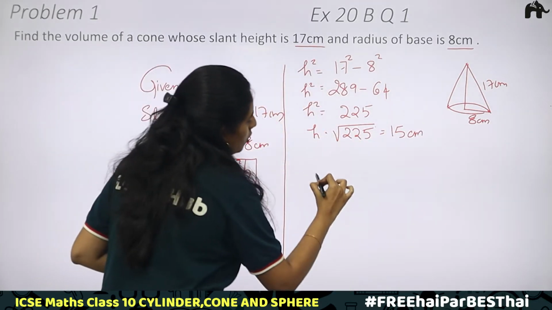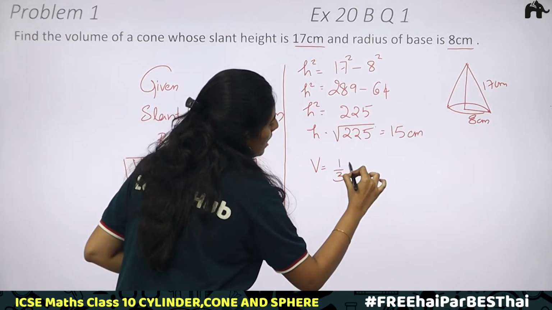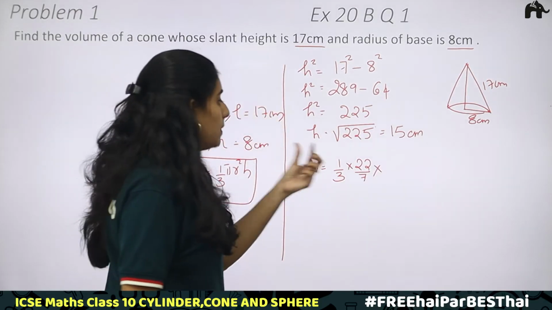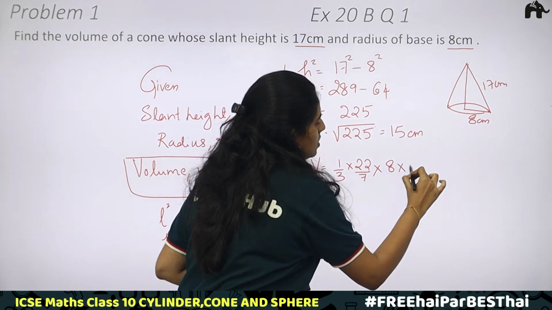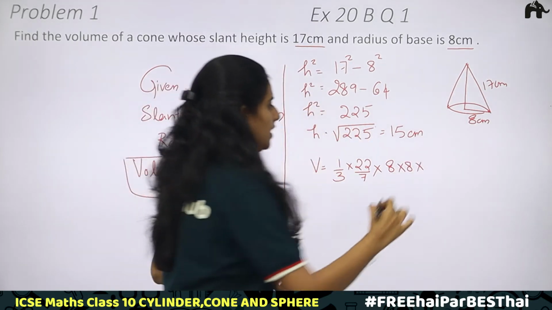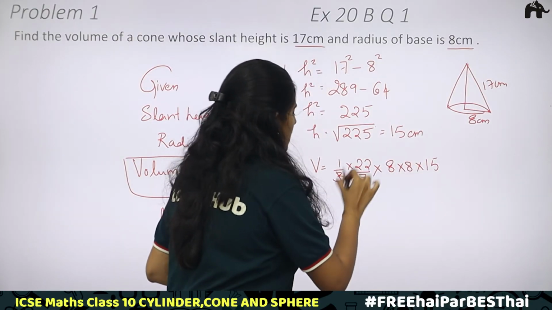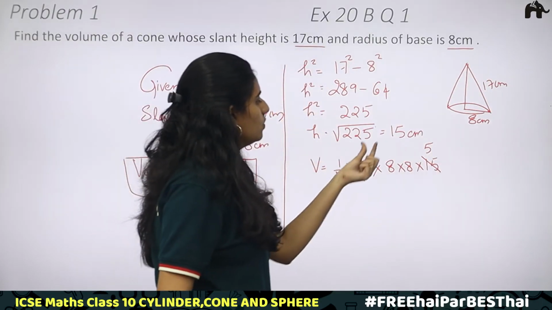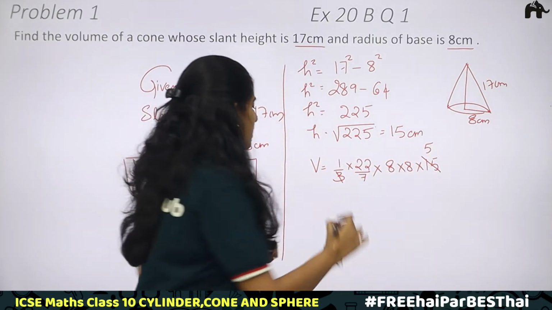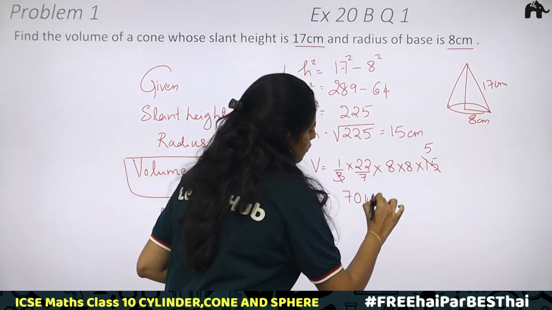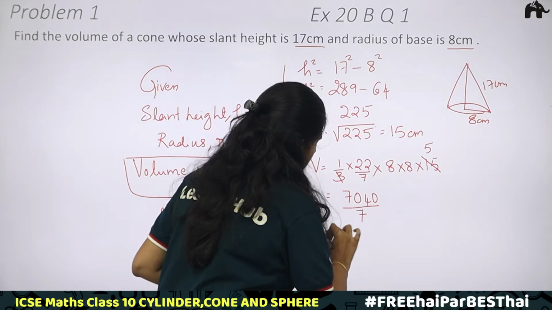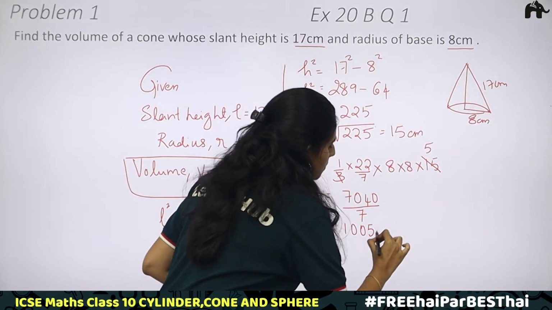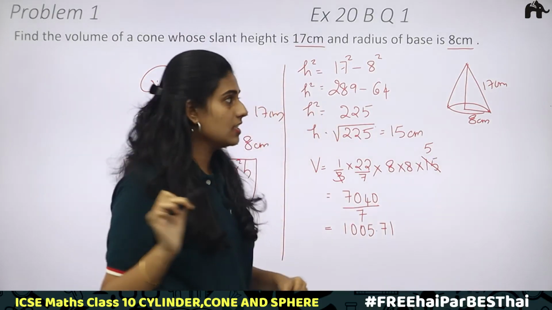Now we can easily find what volume is. V is equal to 1 by 3 pi. Pi value is 22 divided by 7. 1 by 3 pi R square, 8 square, 8 into 8. H is 15. Okay, so this 3 and 15 can be cancelled. 3 5s are 15. Okay, 22 into 8 into 8 into 5, we will be getting 7040 divided by 7. Okay, when you divide this, we get 1005.71.